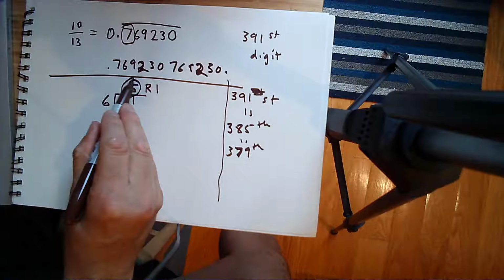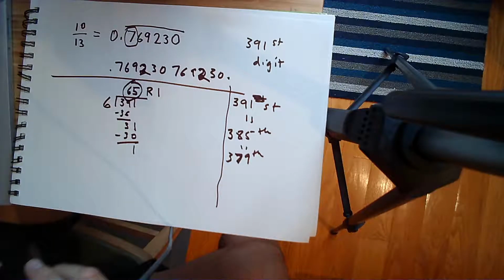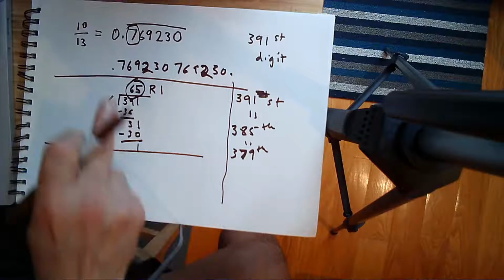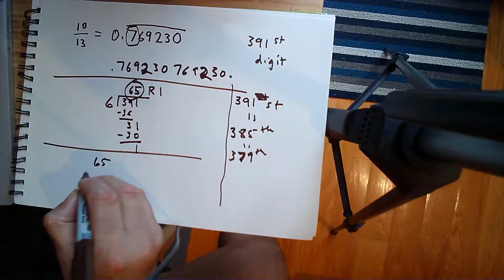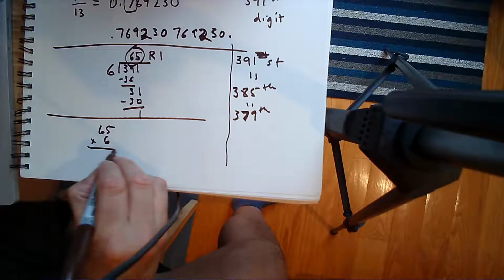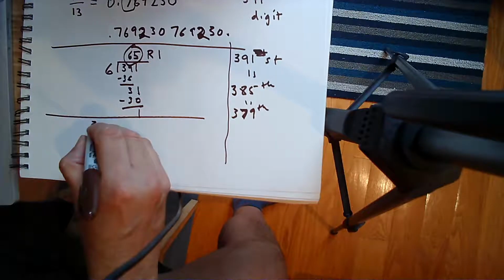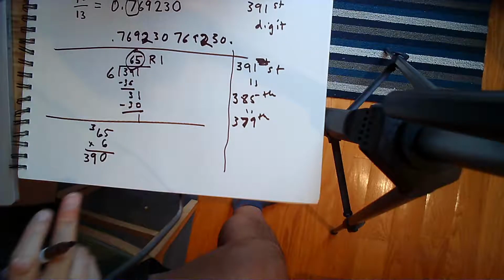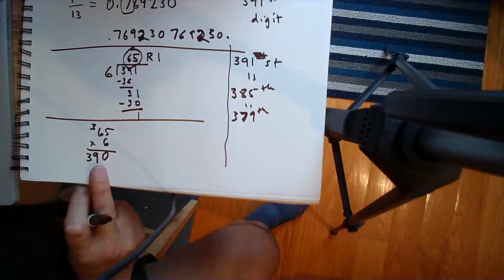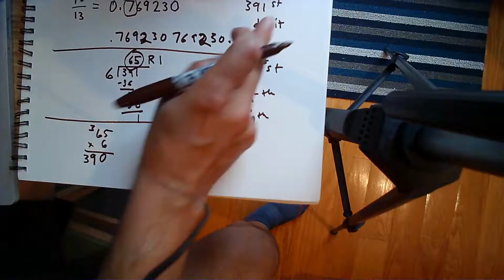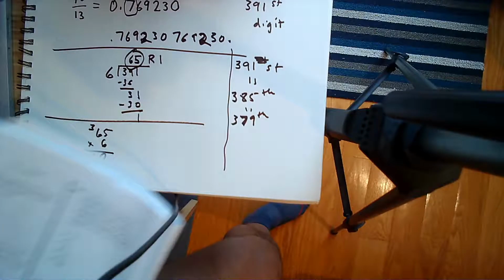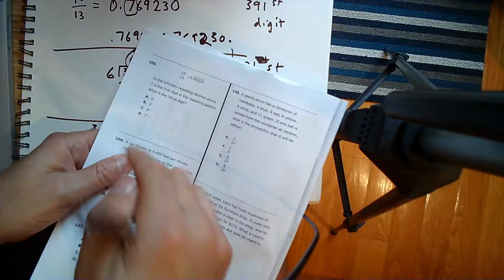Well, let's just check our work, right? So this pattern is 6 digits long, and we're repeating it 65 times. And that takes up the first 390 digits. Then the next digit is the one we're talking about, the 391st digit. So the answer should be 7. And that is, in fact, one of the answers here. So I think it's D.